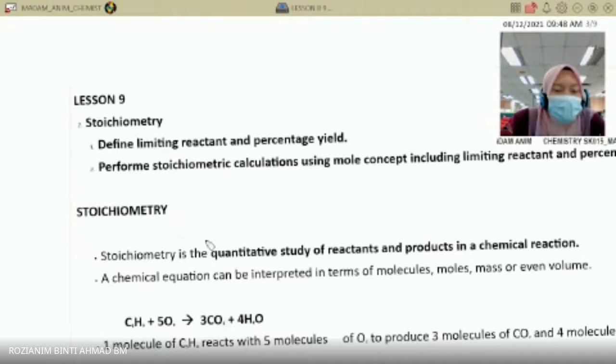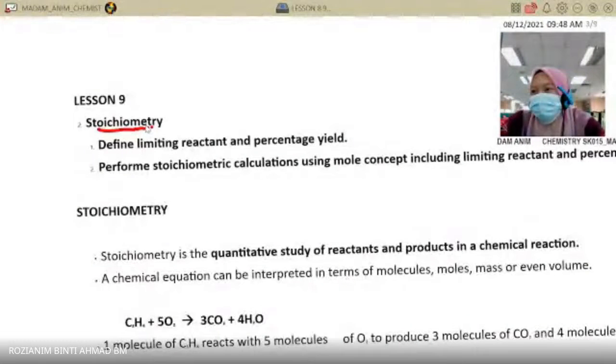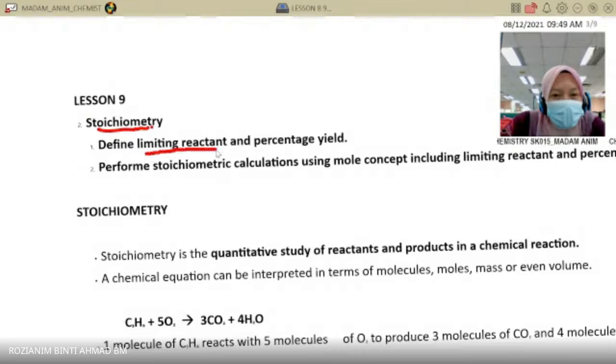Okay, kita merujuk kepada konsep stoikiometri. Sebenarnya, you dah faham tau konsep stoikiometri ni. Sama-sama you tengok kita punya lesson. Okay, target stoichiometry. Pertama, we try to discuss the concept of limiting reagent. Kedua, percentage yield. Lepas tu kita akan perform calculation. Maksud kita akan belajar konsep calculation.